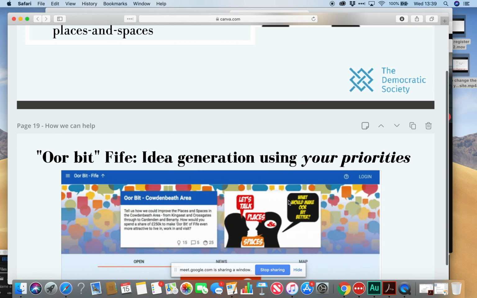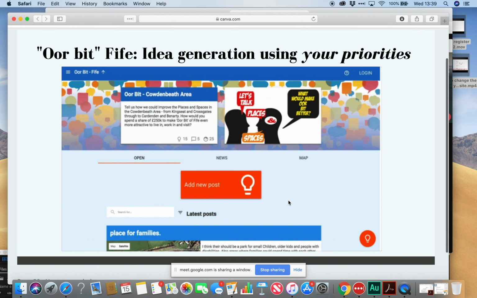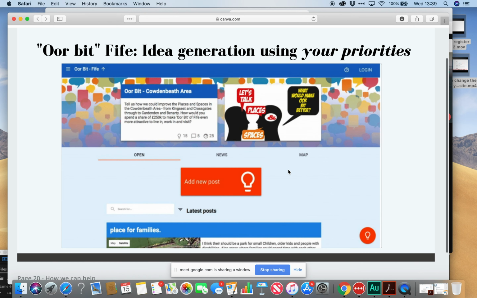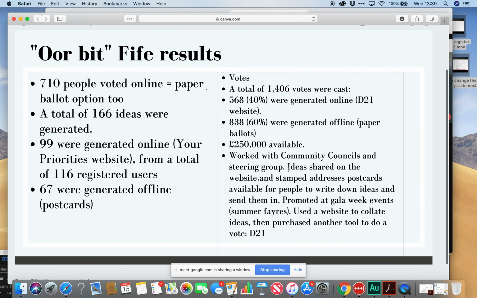So this is what the idea generation looks like. You can add a new post. They've got the news feature here, map feature, and that's what their platform looked like.